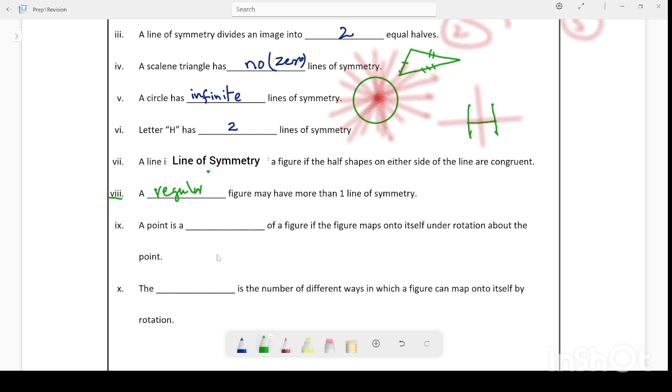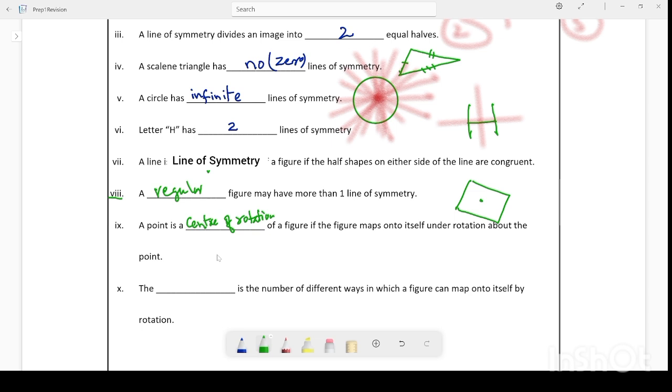A point is the center of rotation of a figure, because if it's the center of rotation, the figure will be rotating about that point. So we'll say that this is the center of rotation. The center of rotation is a point where the figure is rotating itself into many places. That's why this is called the center of rotation.